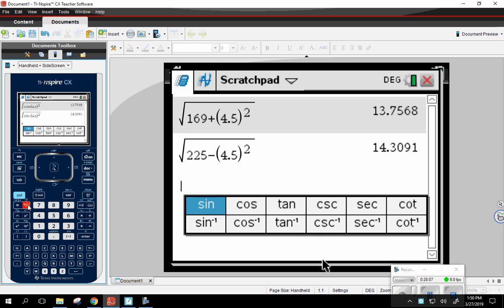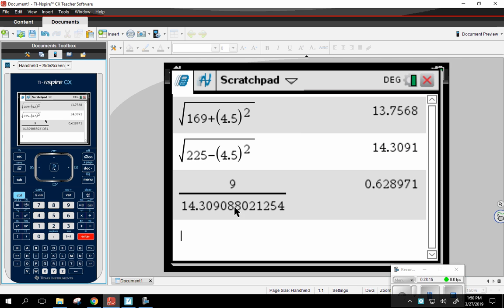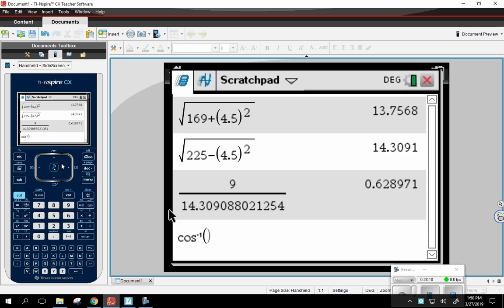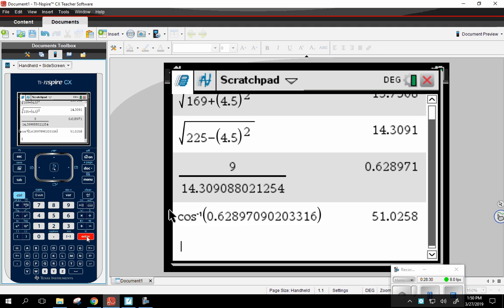So let me come on over here. I want cosine. Before I do that, let me take 9 and divide by that to make sure I get it. Now I'm going to take cosine inverse of that because there's my ratio. Somebody want to help me out? What should I be getting? 51-ish? What do you guys think? Okay. Thank you. So about 51.02, so we can say 51 degrees.